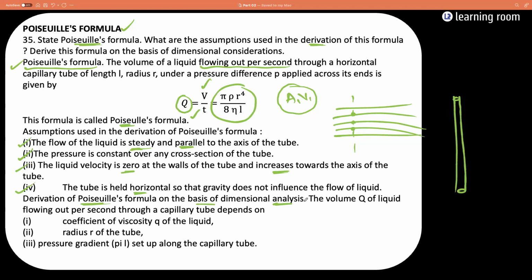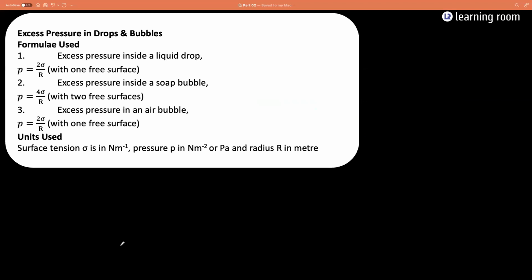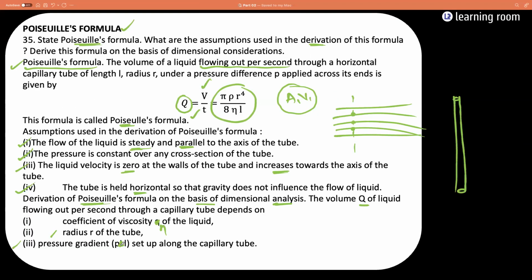The volume Q of the liquid flowing out per second, that is the rate of flow of liquid through a capillary tube, depends on the viscosity eta of the liquid, the radius of the tube, and the pressure gradient, which is P into delta L. Actually, it should be P divided by delta L. I'll derive and show. I think there is a mistake. One minute.